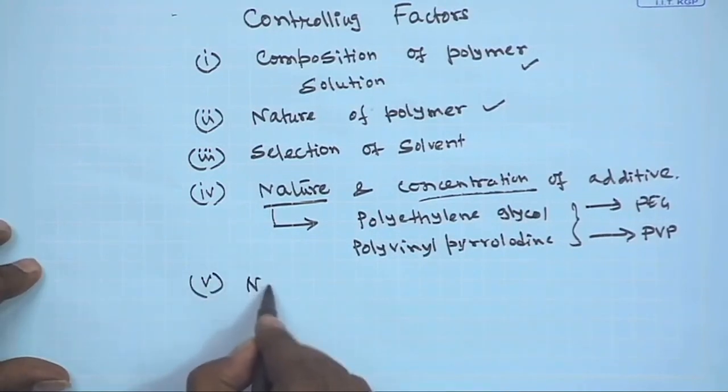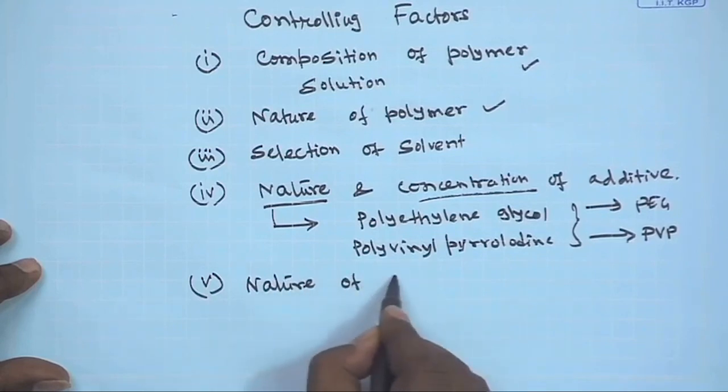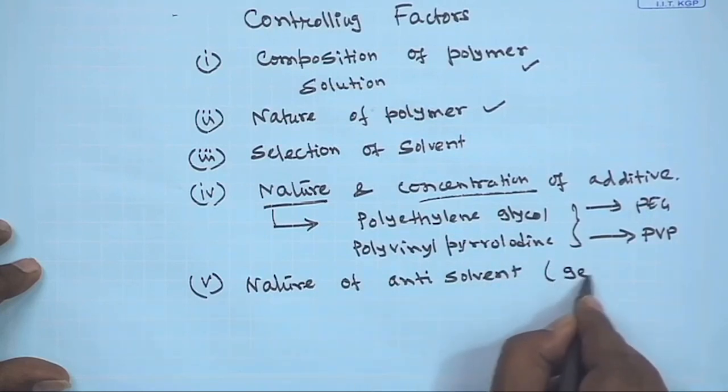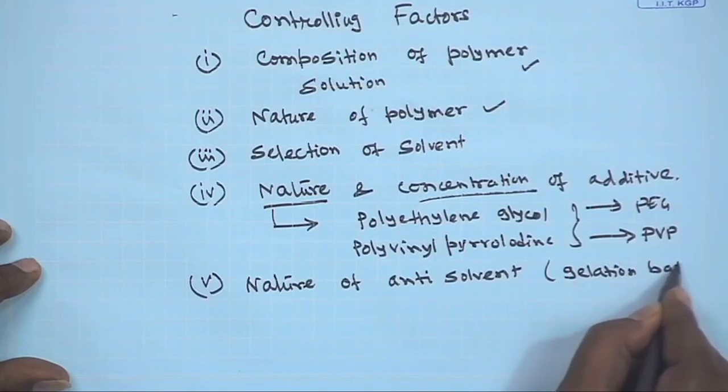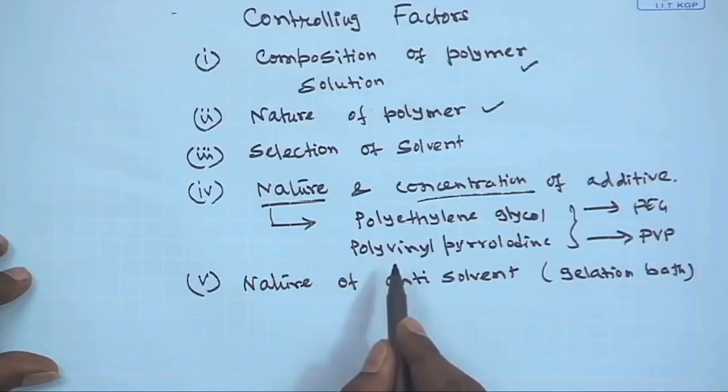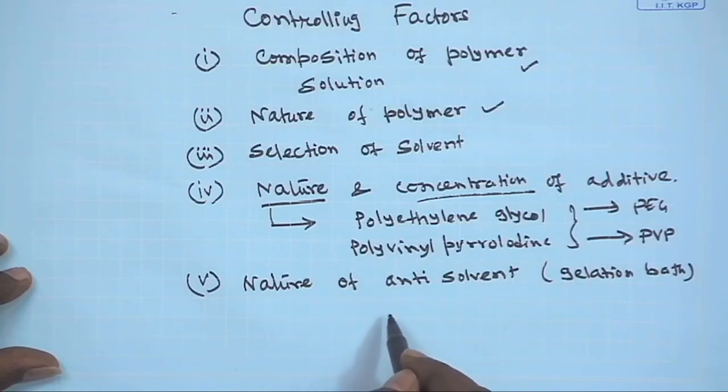Then, the nature of the antisolvent is also important. That means the nature of the gelation bath, whether you are using water, a water PEG solution, or a water DMF solvent mixture. That will be very important. If you use pure water, the transfer demixing will be more. On the other hand, if you use a solvent antisolvent mixture, then the concentration gradient driving antisolvent into the polymer matrix will be less. So, in that way one can control the pore size distribution.